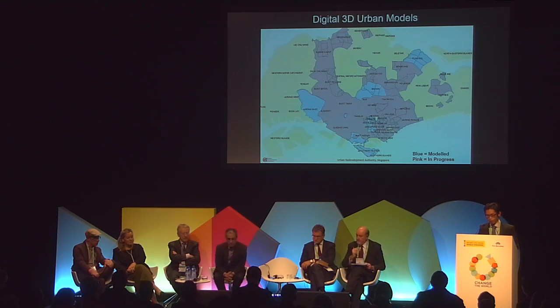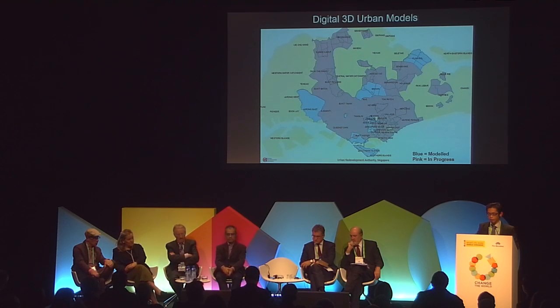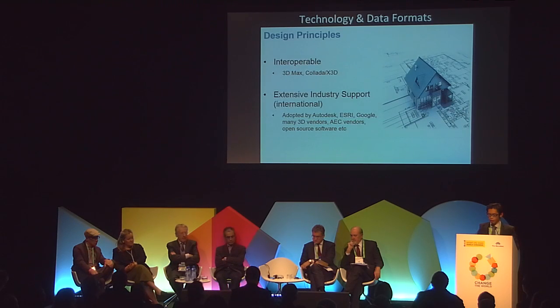This is a brief view of where we have covered. Basically, the areas in blue are areas where we have completed the modeling, but areas in red are the ones that we are progressing to finish by the end of the next 2 years. So our design principle is as follows. We try to make our information interoperable by making them available through Collada, and we work with industry to ensure that the data format is supported in the various platforms, such as CityGML, Google, and Autodesk.